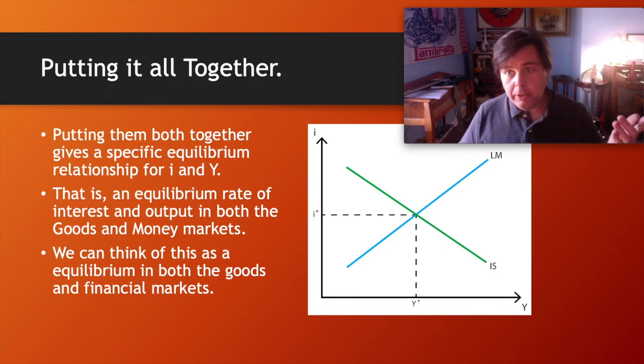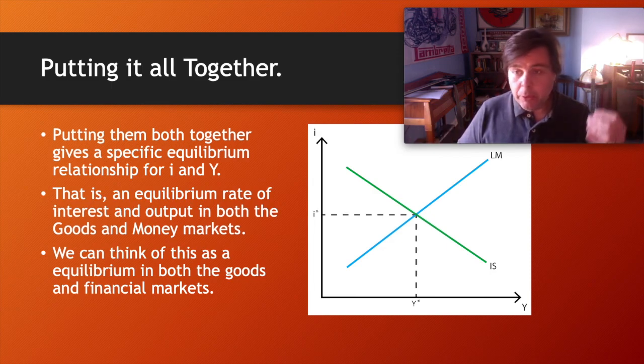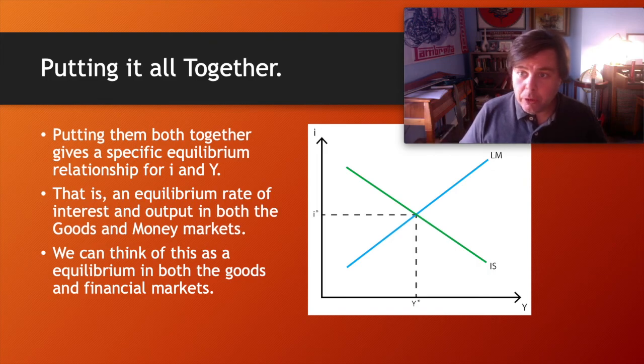Now, why do we care about that? We care about that because if output is insufficient to maintain full employment and we want to crank up output to get more people back to work, and we're adjusting interest rates through monetary policy, then we need to know how far interest rates need to go to get Y, or household incomes, to where we would like them to be.